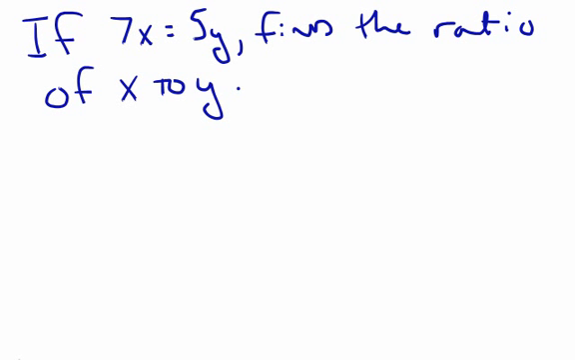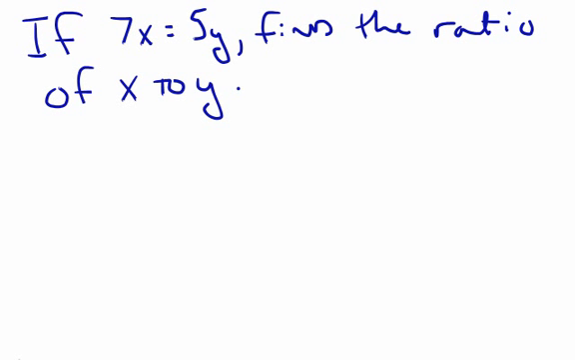Okay, a problem that comes up in this chapter involves finding the ratio given two pairs of numbers that both multiply out to equal each other. So for instance, if we're told that 7x equals 5y, find the ratio of x to y. Now, I don't know why it is, but students frequently end up getting the reciprocal of what the actual ratio should be. And order matters.